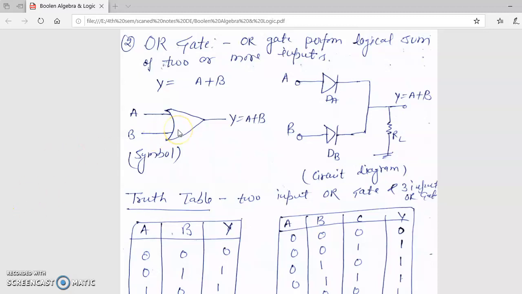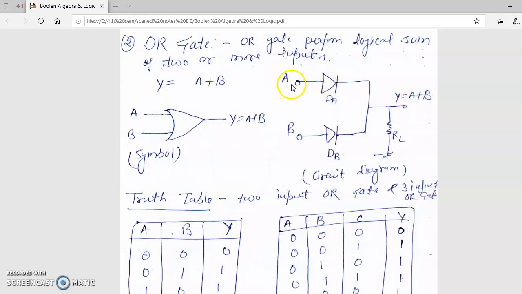This is the symbol of the OR gate. It has two inputs, A and B, and Y is the output, which is A plus B. Okay, and what is the circuit diagram? The circuit diagram consists of diodes and resistors. Diode DA and diode DB are for input A and input B respectively, and we get the output at this terminal, Y equal to A plus B.